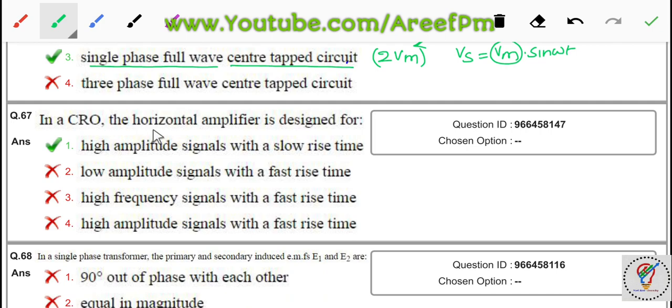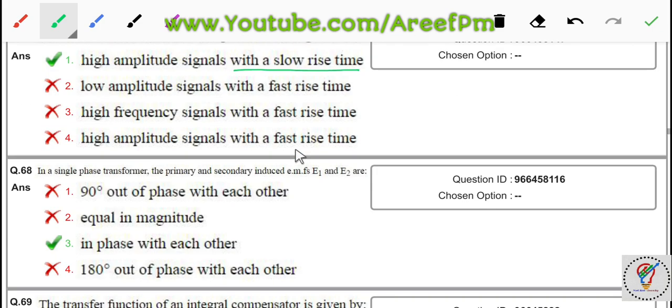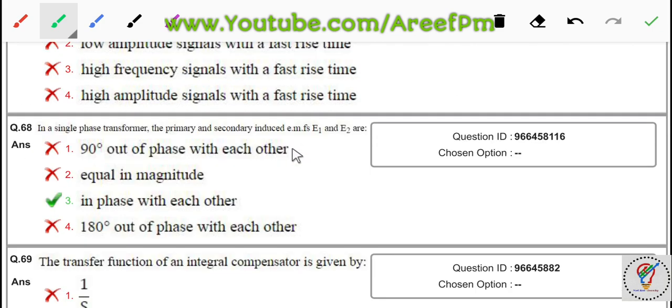In a CRO, the horizontal amplifier is designed for? In a CRO, the horizontal amplifier is designed for high amplitude signals with slow rise time. Okay, next question, the 68th question now.